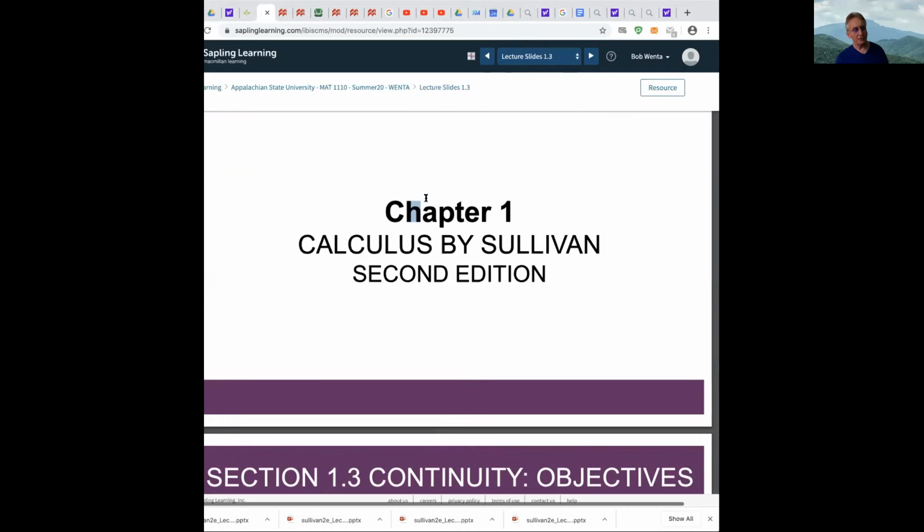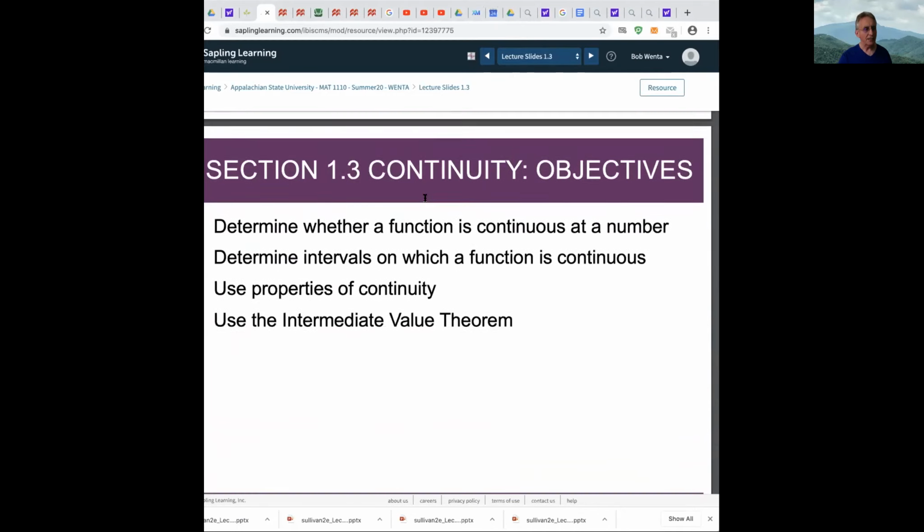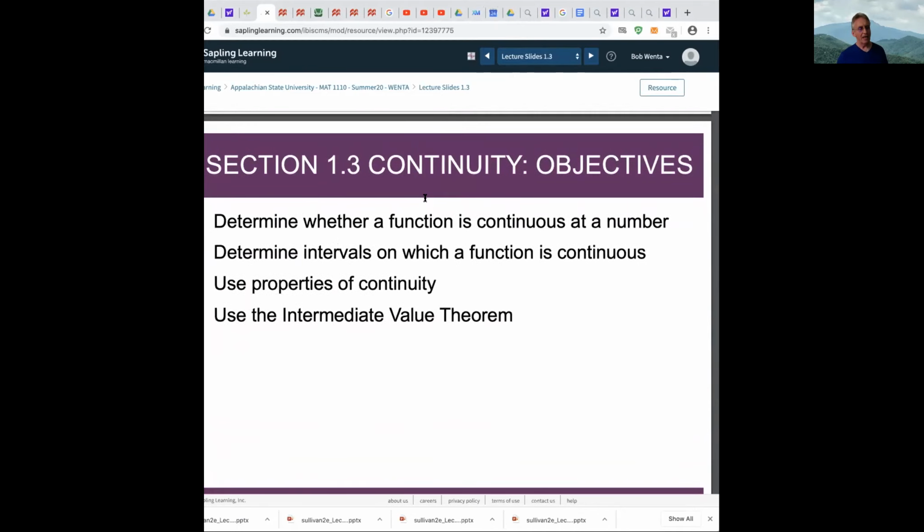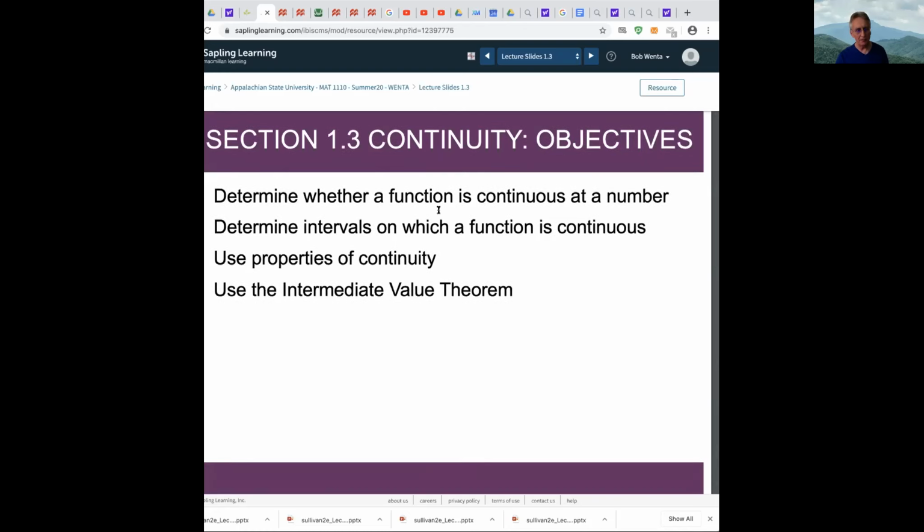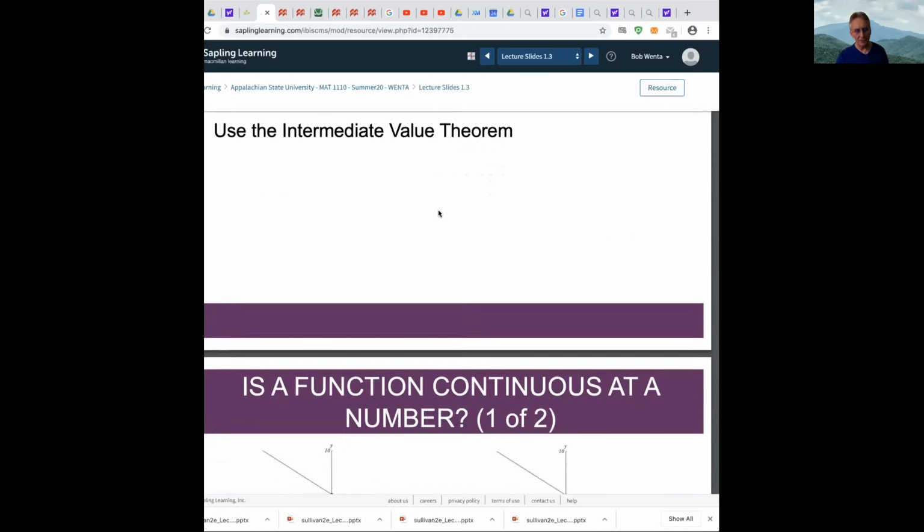The first thing I want to talk about is section 1.3, continuity. The one thing I want to talk about in this lesson is just the very first objective listed here: determine whether a function is continuous at a number. Another one that we'll spend a little more time with has to do with when a function is continuous and the properties. That's a little bit downstream, but I will be getting to those soon. Let's first talk about when a function is continuous at a number.